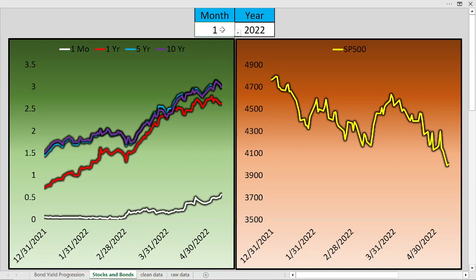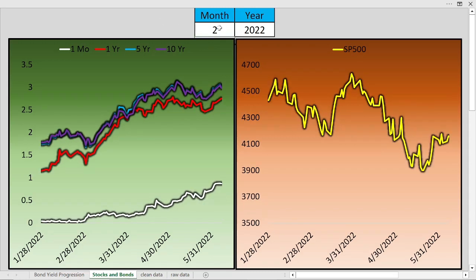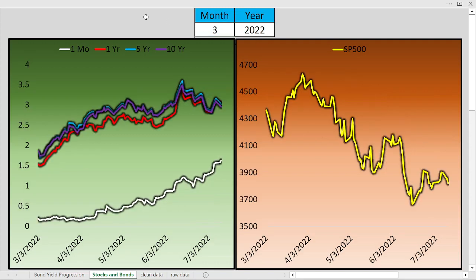So notice what happens with the white line as we move from January to now February. The white line, the 1-month bond, starts to travel higher. Remember, this is still a normal yield curve. This is the beginning of 2022. This is when the stock market hit its very significant high. And you'll see the yellow line, the right-hand side, the S&P 500, continues to travel lower. So now we go to March. S&P 500 continues to go down.